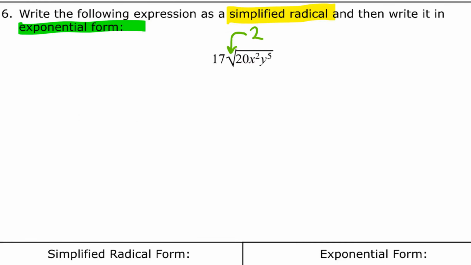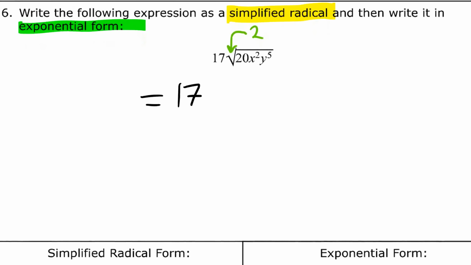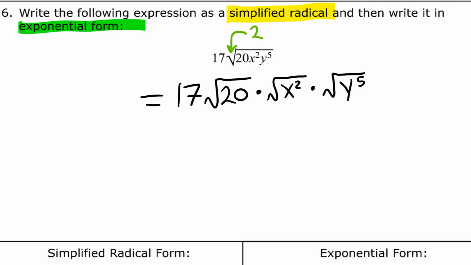It's the square root. I'm going to start by writing just the 17 out front because we're not going to touch that quite yet. And what I'm going to do first is split up my radical into different parts. Since I know that I can rewrite any multiplication underneath the radical as multiple radicals, I can just do that. This is the square root of 20 times the square root of x squared times the square root of y to the power of 5.